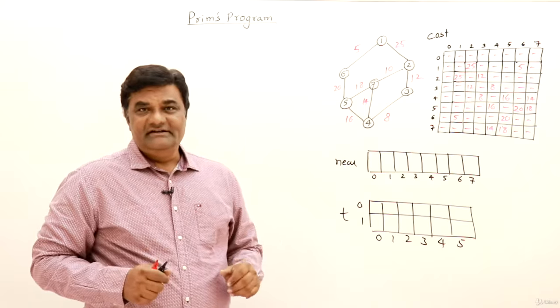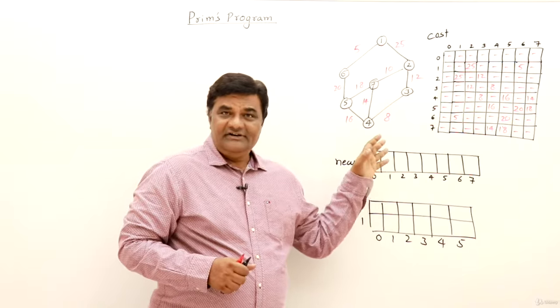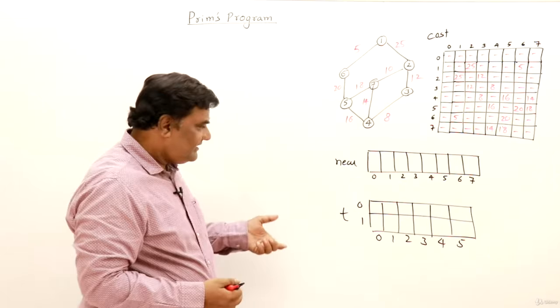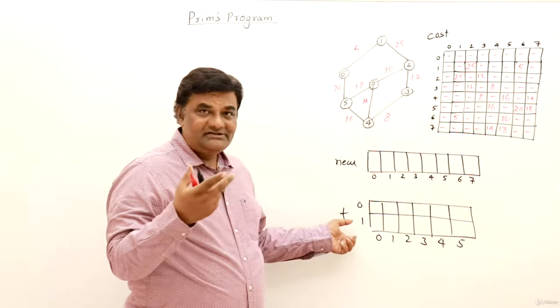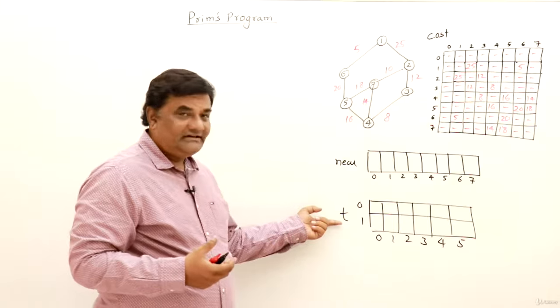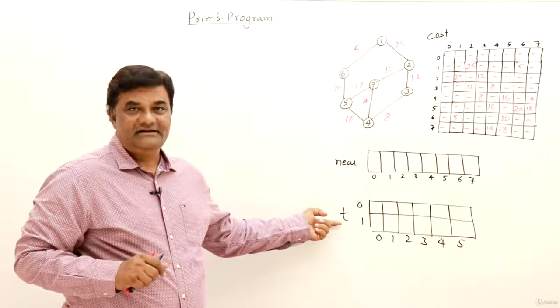Now the next thing that we need is, whatever spanning tree we are getting, we have to select the edges and store that spanning tree. For that I have taken a two-dimensional array with 2 rows and 6 columns, and I am calling it T. Here I will be storing the spanning tree.